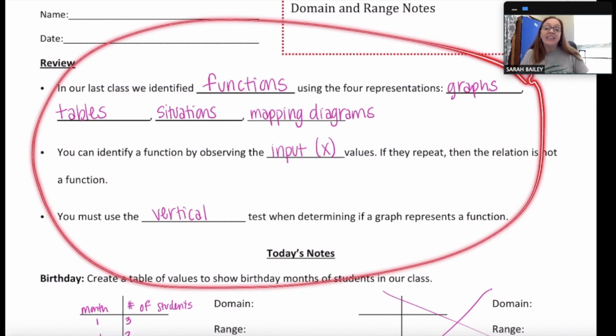It says, in our last class, and this is not strictly our last class, and probably a couple lessons back, we talked about functions and we used 4 different representations. We talked about graphs, tables, situations, and mapping diagrams. Remember that you can identify a function by observing the input. Those are the x values. If they repeat, then the relation is not a function. And you must use the vertical line test when determining if a graph represents a function.